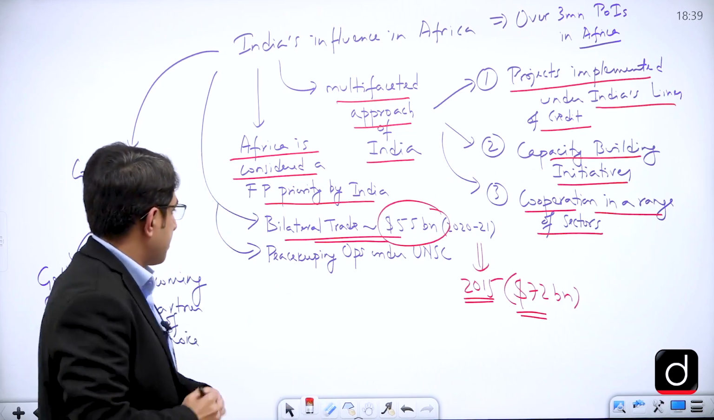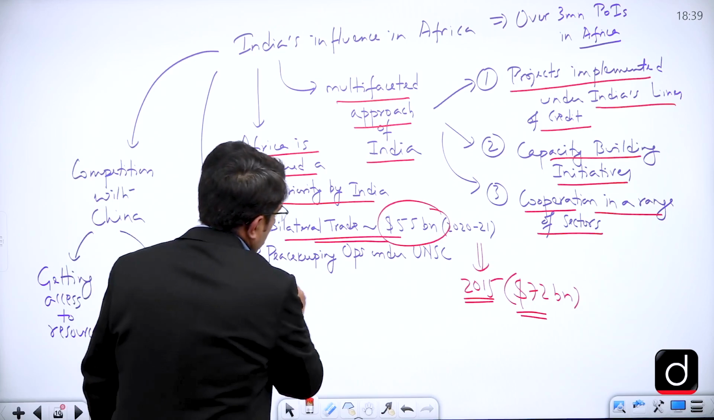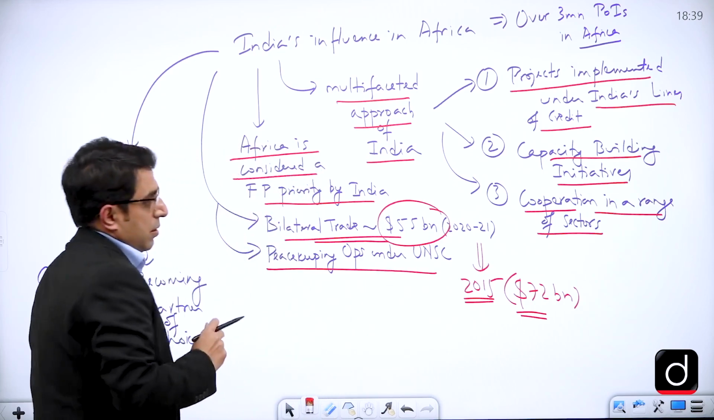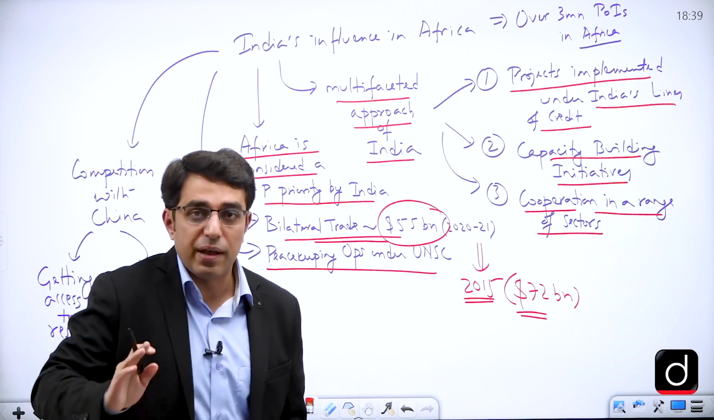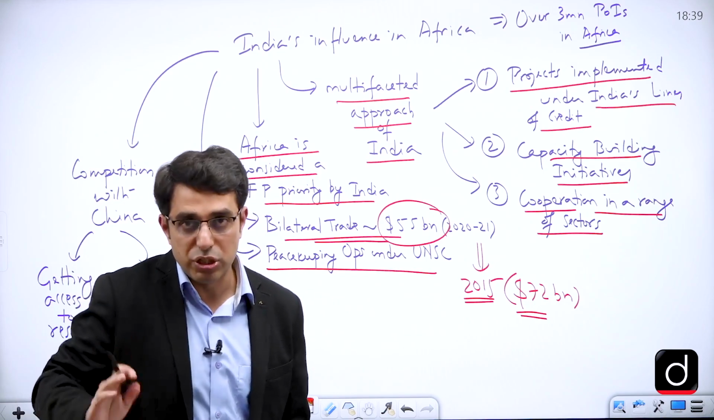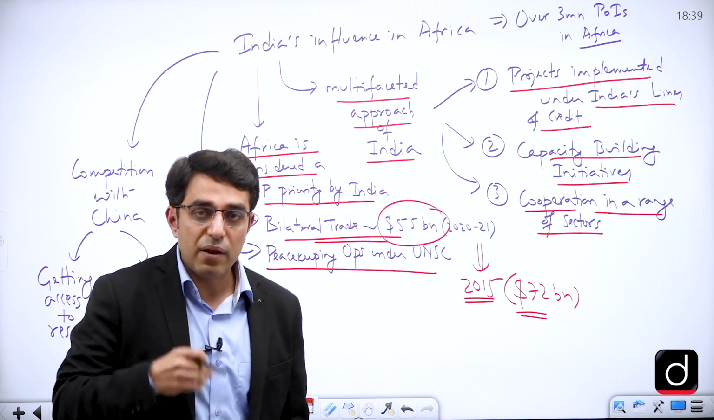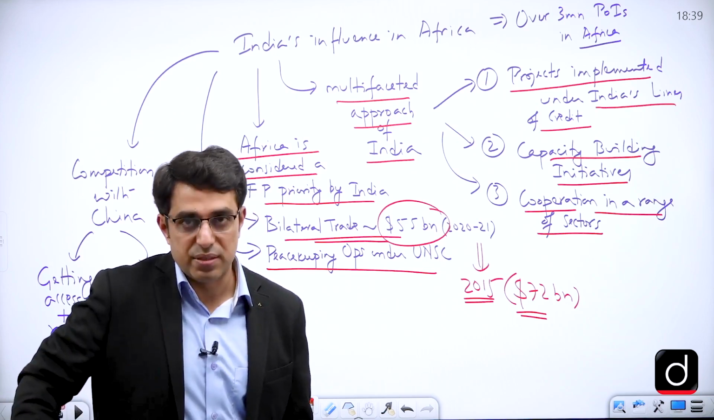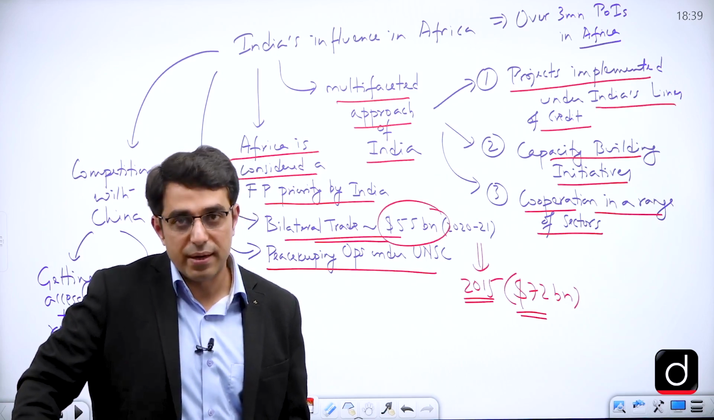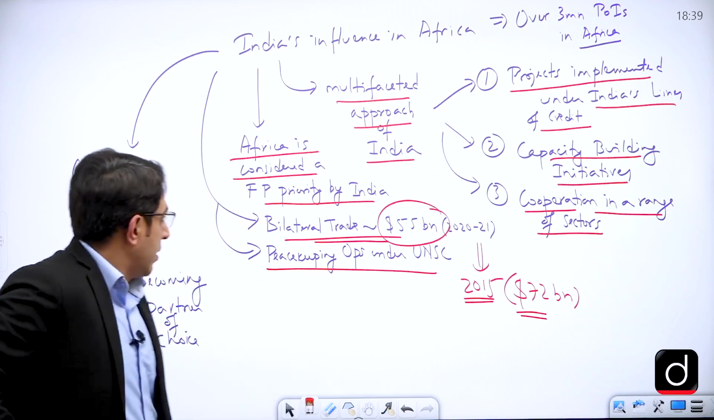Then we can also talk about the peacekeeping operations, of which India is a huge part in the African countries. Many of the African countries are having civil war situations. There, whenever there is a UN peacekeeping mission, India has always contributed forces. So, India is also well regarded in that manner.